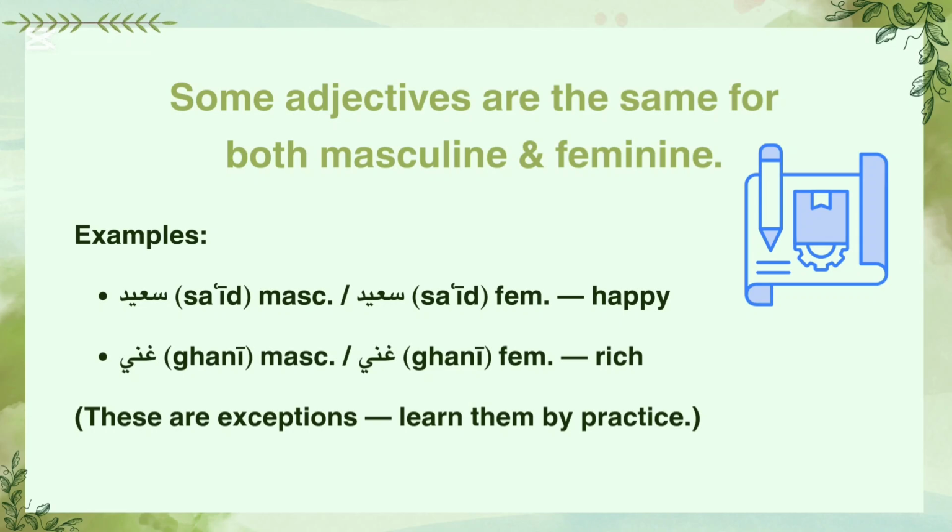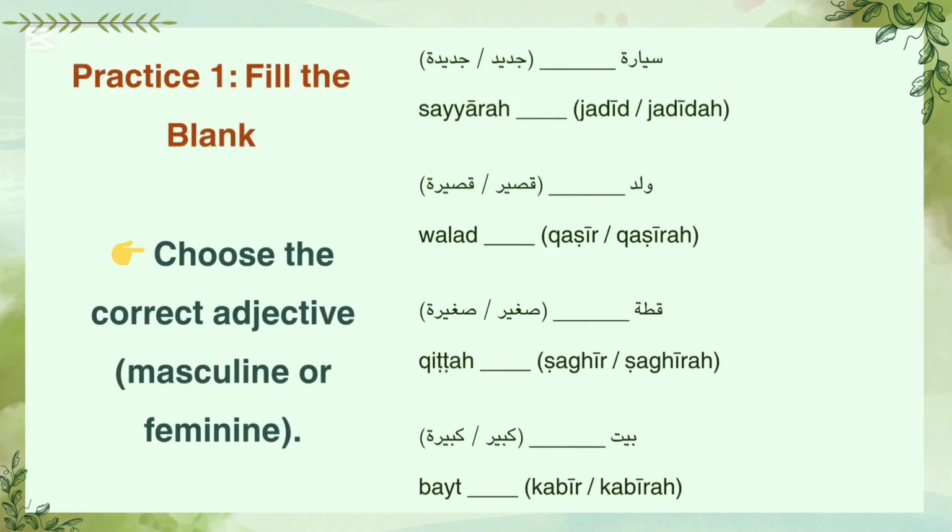Okay. Here, now we have some adjectives that don't change between male and female. For example, said. For male we use said, which means happy, and even for female we use said, it means happy. Gani means rich. So there are some words which don't change between male and female with ta marbuta, but this is not what we have to learn now. Okay, so let's move on.